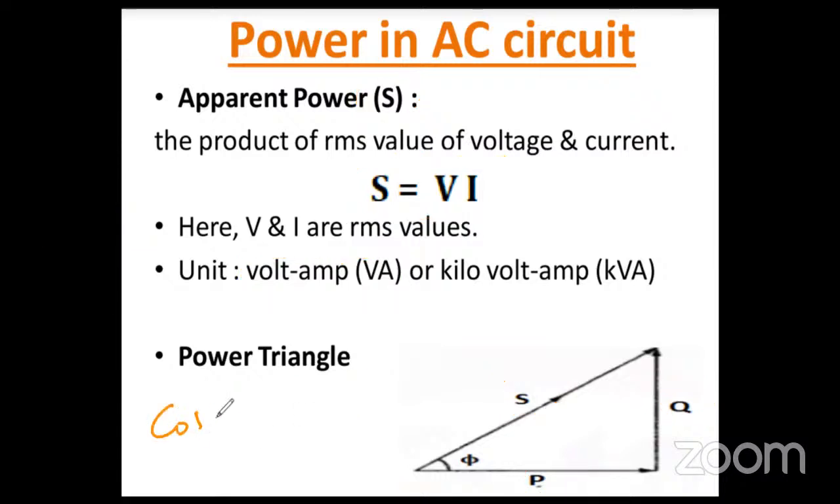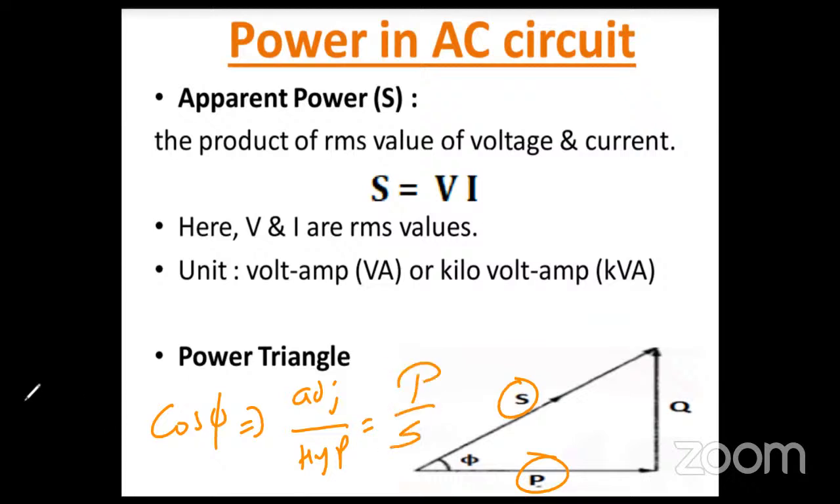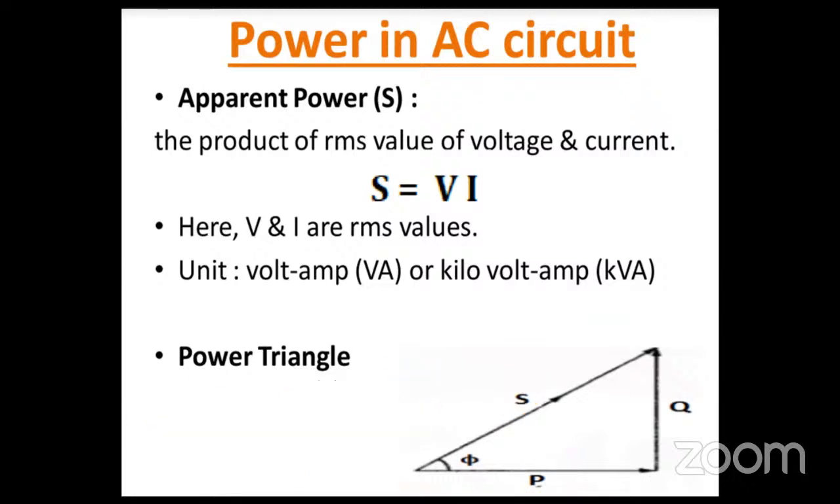So let's take one more. What is cos phi here? If I want to find cos phi, what will it be? Adjacent upon hypotenuse. That is P by S. Okay. Now let's start with the concept of power factor.